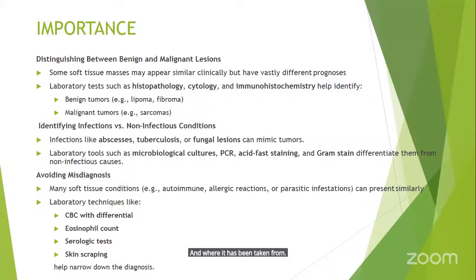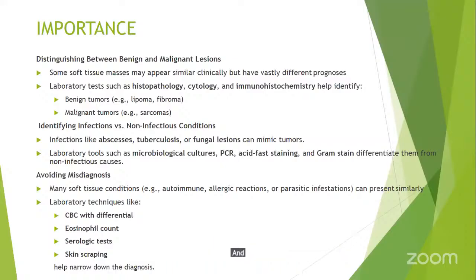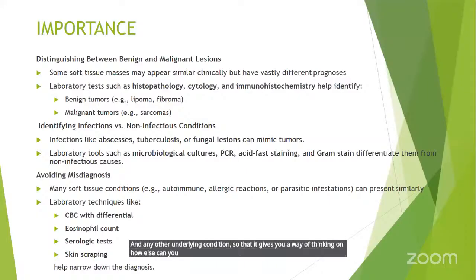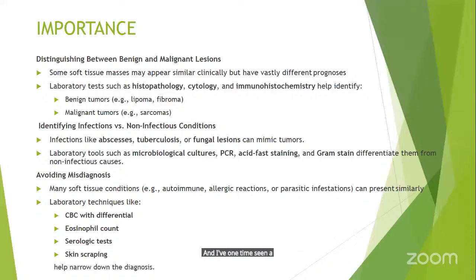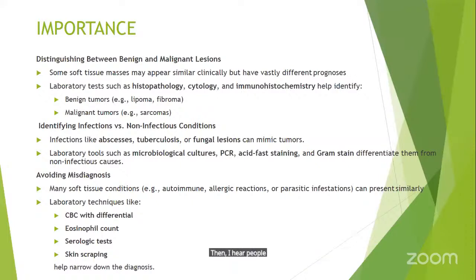And you should also be able to understand other clinical features of the client, like age and any other underlying condition, so that it gives you a way of thinking on how else you can help this patient. One time I saw a patient whereby the sample was brought for pus, about 10 ml of pus in a syringe. After doing culture and sensitivity, nothing was isolated. Then I hear people saying that this is sterile pus. We don't have sterile pus.